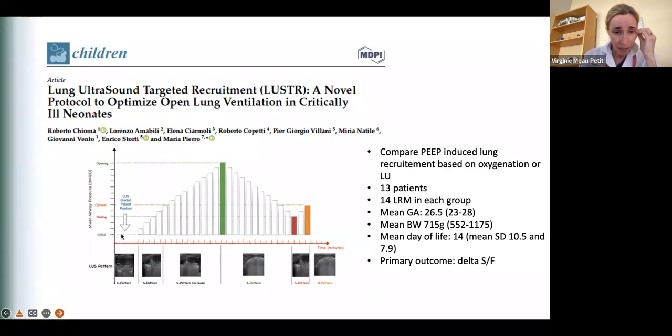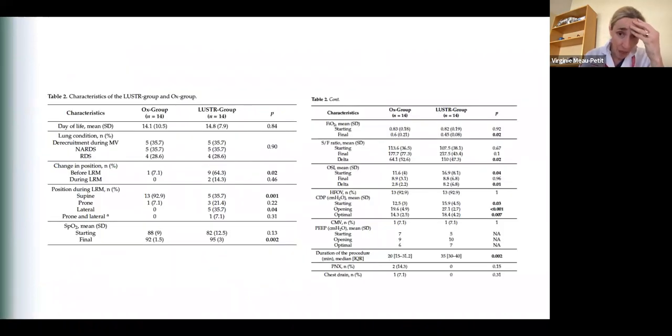So they started with the C pattern, optimized the patient position, and as soon as they see the S pattern, and most of the time it comes quite early, after maybe 2 or 3 increases of PEEP, they continue to open until they find the opening pressure corresponding to the B pattern, and then they come down slowly, and with the same methodology they would define the closing pressure.